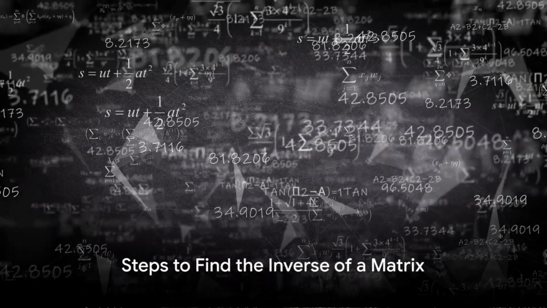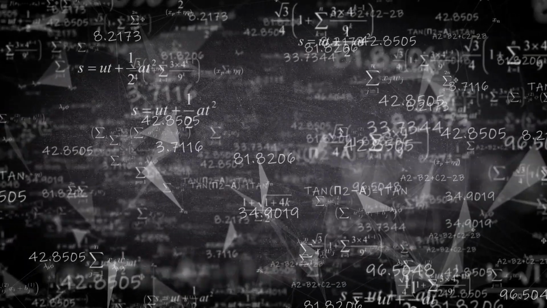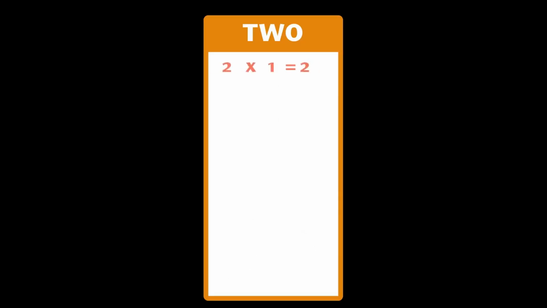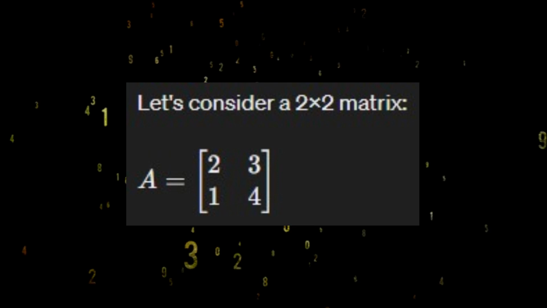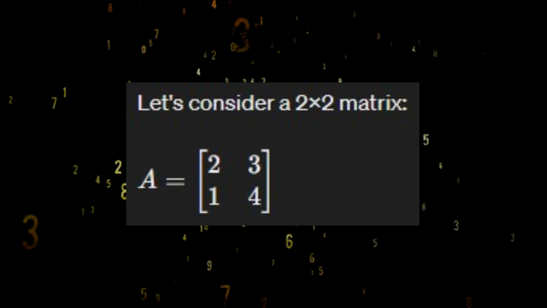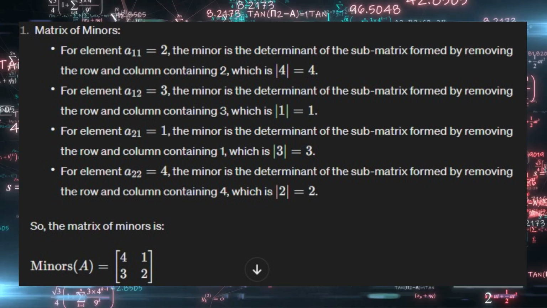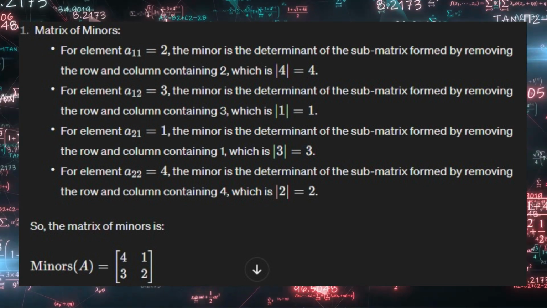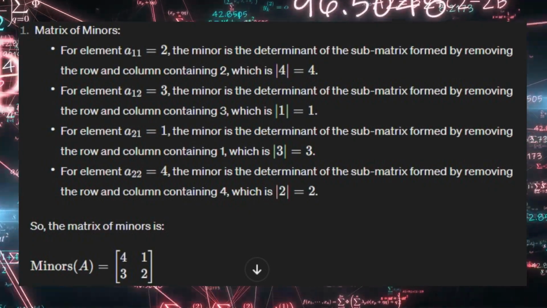Now that we understand the prerequisites, we can dive into the steps to find the inverse of a matrix. Let's start with a simple 2x2 matrix. To find its inverse, we'll follow 4 main steps. Step 1, find the matrix of minors. The minor of an element in a matrix is the determinant of the smaller matrix formed when its row and column are removed. For a 2x2 matrix, the minor of an element is simply the remaining element.